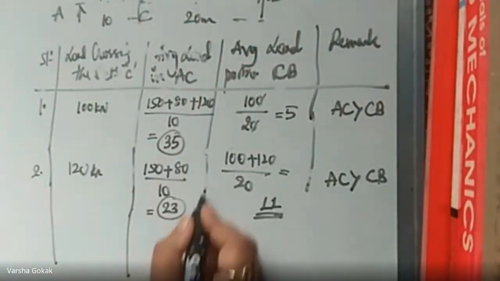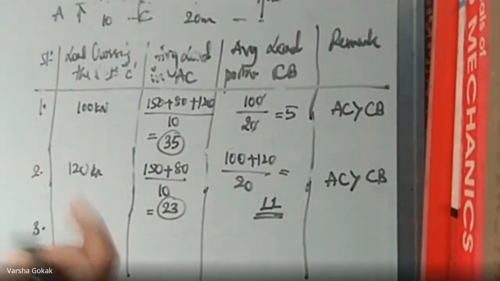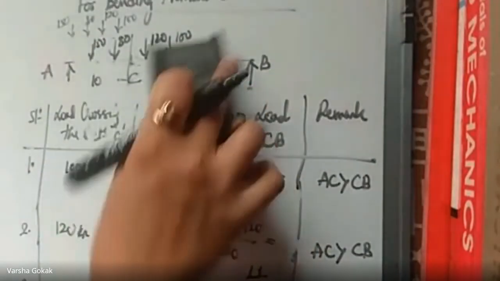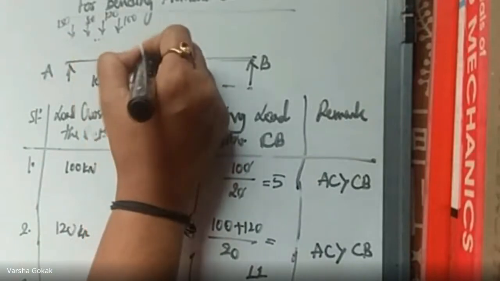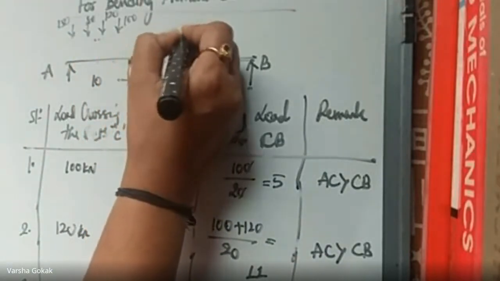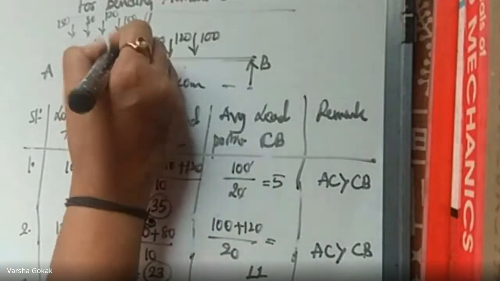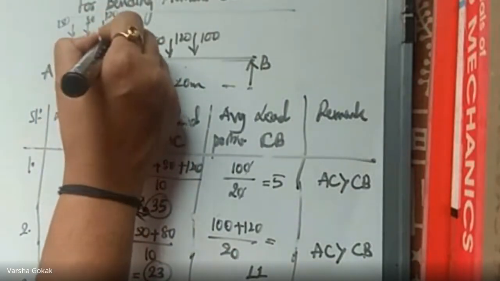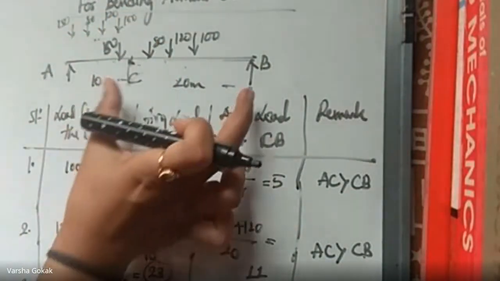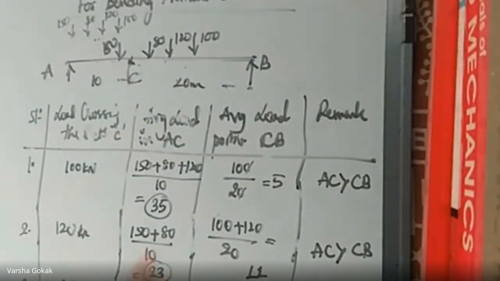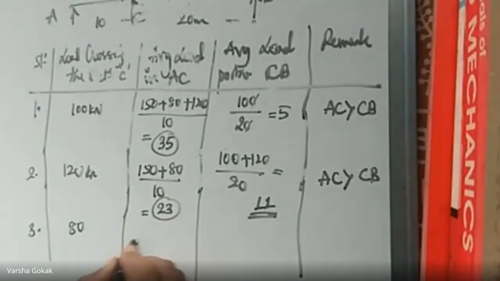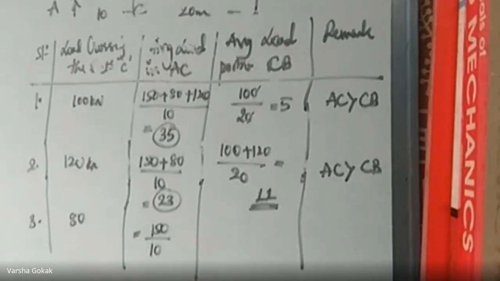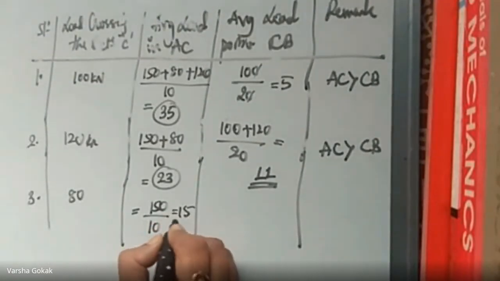Right. Third one. What is the third load? 80 is crossing. So this is your beam. 80 also has crossed, so 80, 120, and 100 are there, and here only one is remaining now, that is 150. Correct. Now we will calculate. This is 80 crossing. Let us calculate the load in portion AC. In portion AC, the only remaining load is 150 divided by its length, that is 10. This is going to be 15.